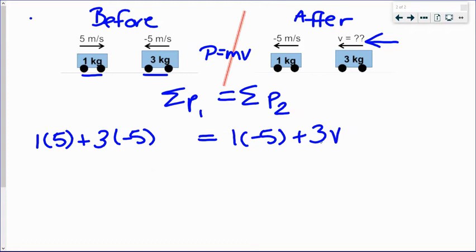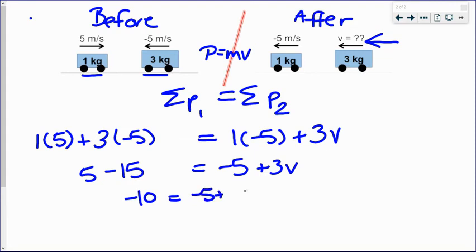Once we have this set up, then it's a matter of solving this equation for velocity. So if we look back over here, 1 times 5 is 5. 3 times -5 is -15. And over here, 1 times -5 is -5 plus 3v. All right, solving one step farther, 5 minus 15 gives us -10. Minus 5 plus 3v. We add 5 to both sides. -10 plus 5 is going to give us -5 equals 3v.